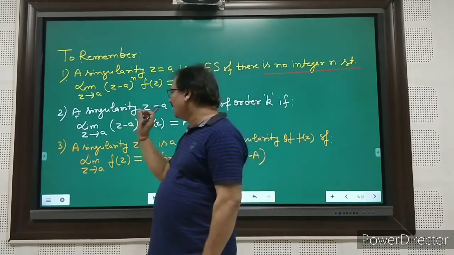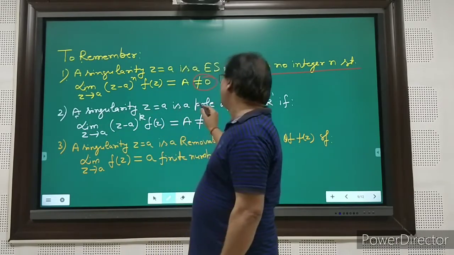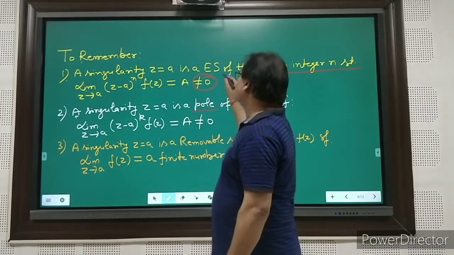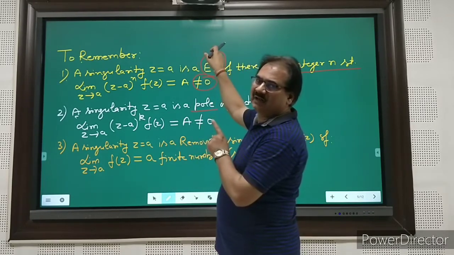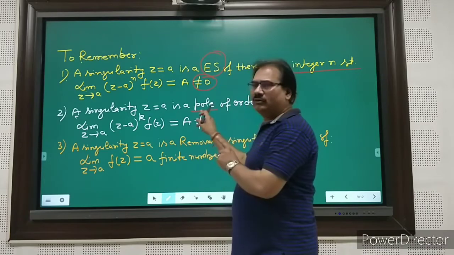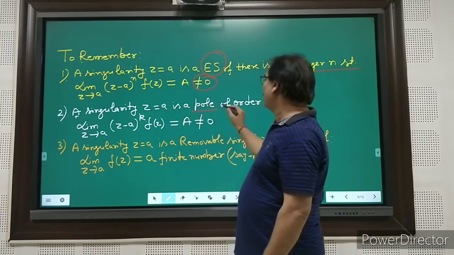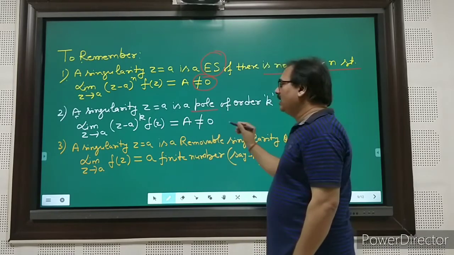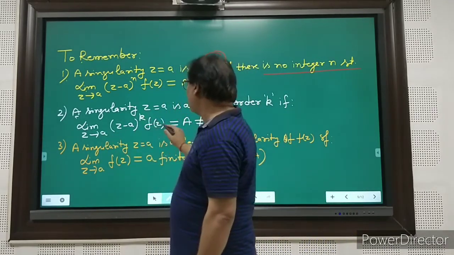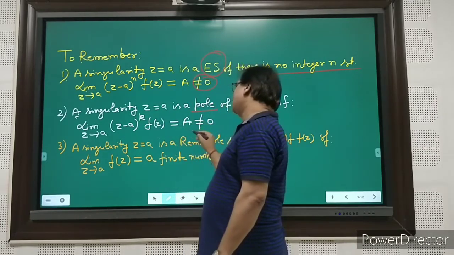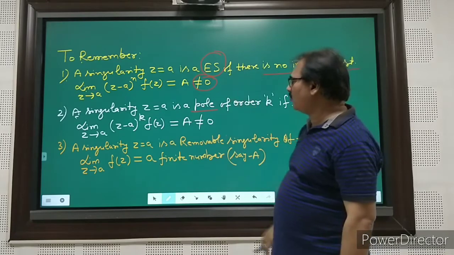The second point is a little bit different, that is a singularity z is equal to a is a pole. This was essential singularity, and here we are going to talk about pole. The singularity z is equal to a is a pole of order k if limit z tends to a, (z minus a) power k, f(z) is again a finite number, which is not 0. So this is the second point.